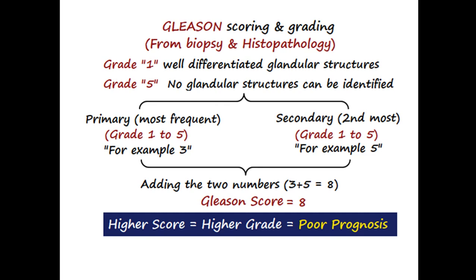So the most common one that we see is the primary pattern. For example, if we examine 5 slides and in more than 3 slides we see a particular pattern, we label that pattern as the primary. And then in that primary pattern, we divide it into grades 1, 2, 3, 4, and 5. In grade 1, we have very well differentiated glandular structure. And as we go from 1 to 5, the differentiation is lost.